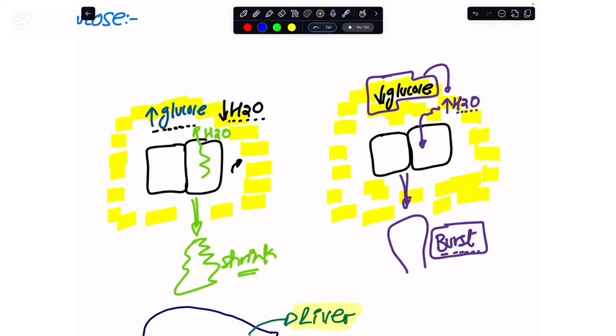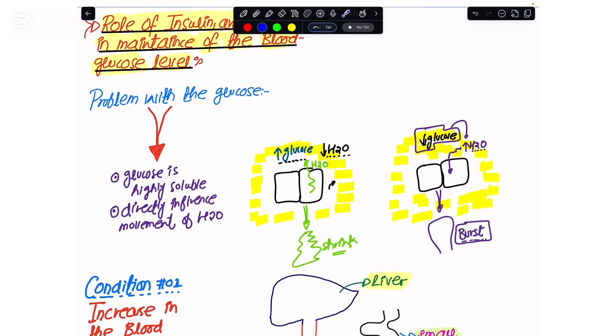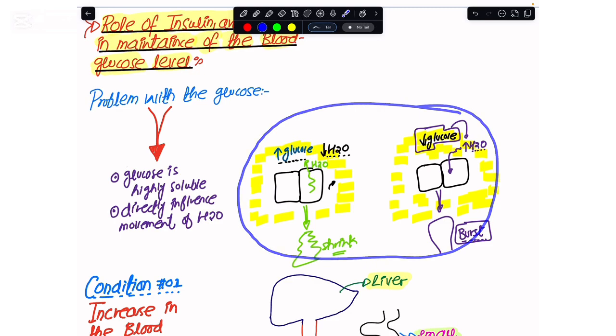If you look at these two diagrams, here I have the cells of my body, and if the blood glucose outside the cells increases, this would lower the water level. The water would escape out of the cells or tissues, and the cells or tissues of our body would shrink. The other way around, if I reduce the amount of glucose outside of my cell, this would increase the amount of water, the water would enter into the cells, and the cells of the body would start bursting. So none of these situations can I afford.